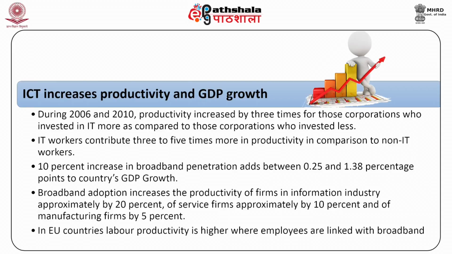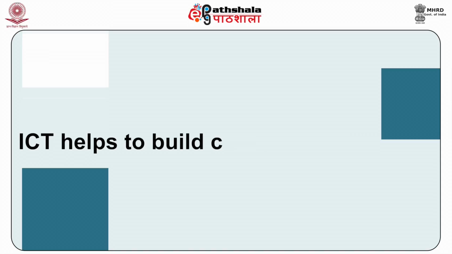I. Broadband adoption increases the productivity of firms in the information industry by approximately 20%, of service firms by approximately 10%, and of manufacturing firms by 5%. J. In EU countries, labor productivity is higher where employees are linked with broadband. ICT helps to build companies with high growth. In the 2011 Inc. 5,000 ranking of fastest growing companies in the US, almost a quarter, that is 1,140, were from the IT industry. In the United States, the UK, Germany, France and Canada, small firms that adopted internet business solutions earn 9% more revenues as compared to other small firms.